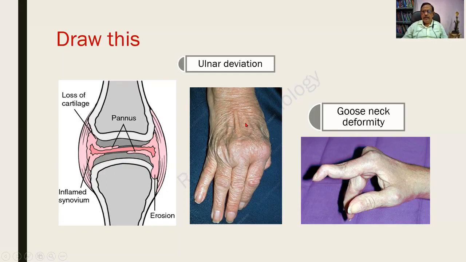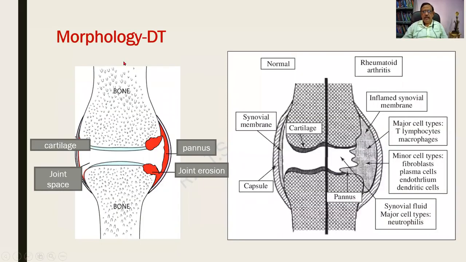This again is a photograph of an ulnar deviation. Look at the hand deviating towards the ulnar side. Another deformity that can be seen is a swan neck or a goose neck deformity of the fingers. A normal picture, this again can be drawn. Look at it. Cartilage is normal, this is a joint space, whereas here I am finding a deposition of pannus and there is an erosion, inflammation of the synovium.